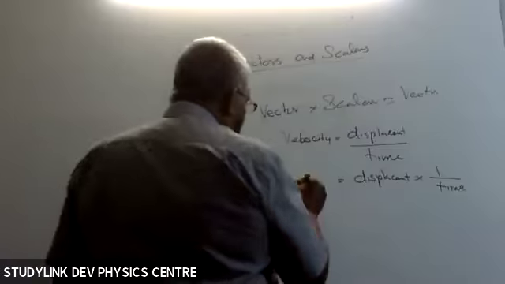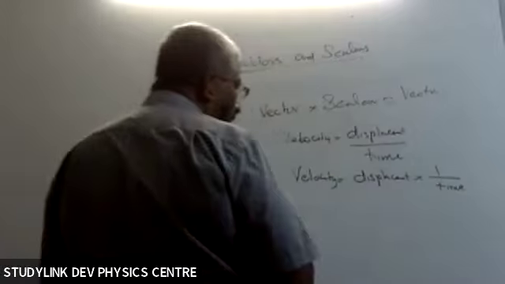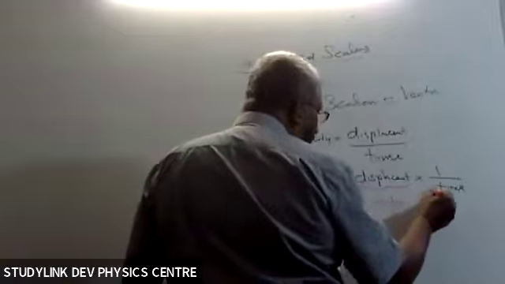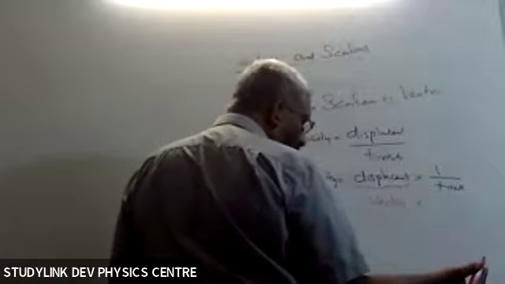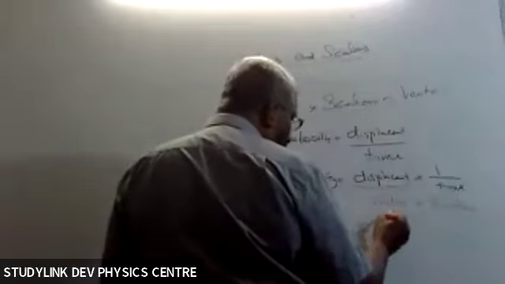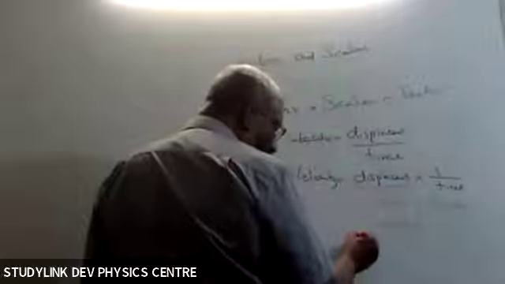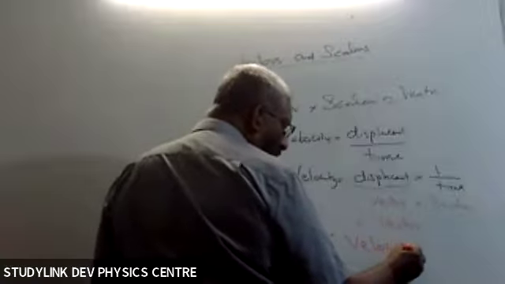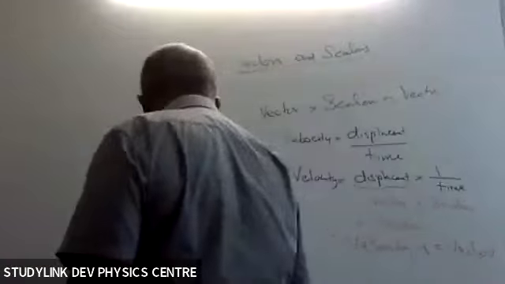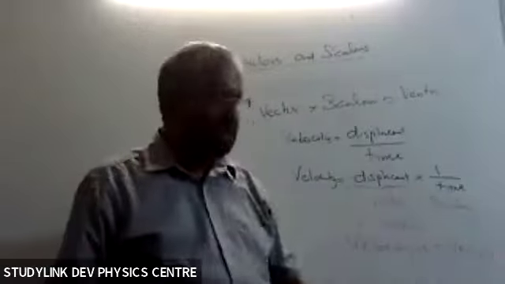Then velocity. Now consider the two factors separately, of physical quantities. This is a vector. Time, or 1 over time, is a scalar. Vector into scalar is a vector. So therefore, velocity is a vector. We can come to a conclusion in that way. Note it down.